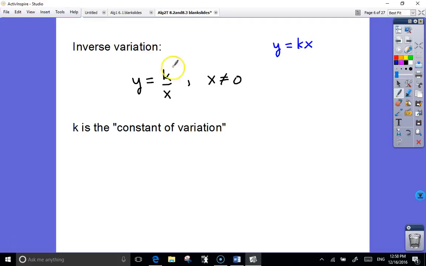Okay, so y equals k over x. Again, this comma, x does not equal 0, that's a domain statement. They're telling us we can't divide by 0, and we know that. The k is a constant. It's not a variable. It will be filled in by a number when we get going, but it could be any number. It's called the constant of variation.